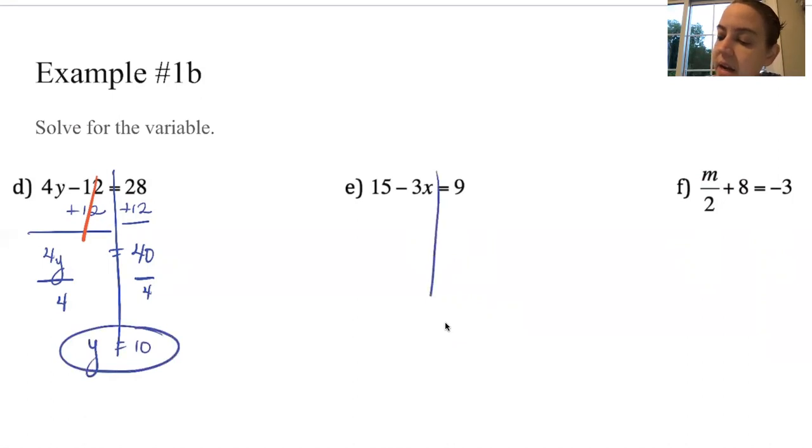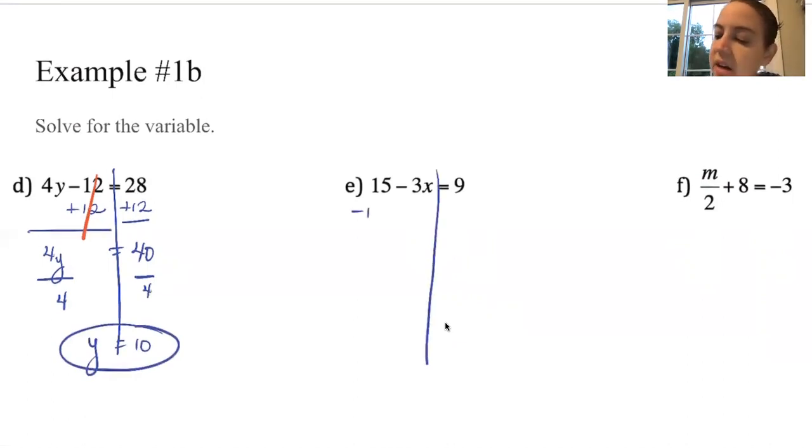In letter E, subtract the 15. You're going to leave the variable right where it is each time. I didn't highlight it last time, but leave the variable exactly where it is. It doesn't matter if it's on the left or the right. Just leave it sitting there.